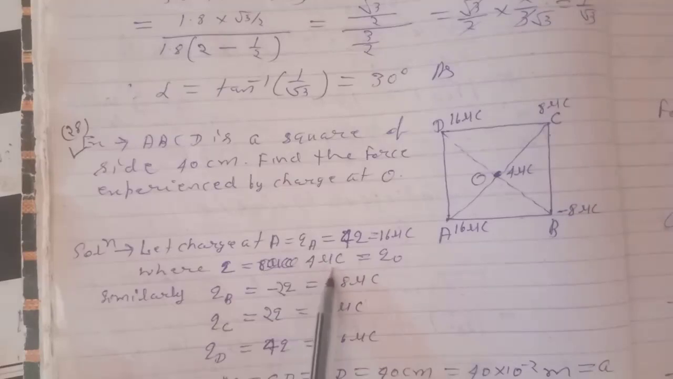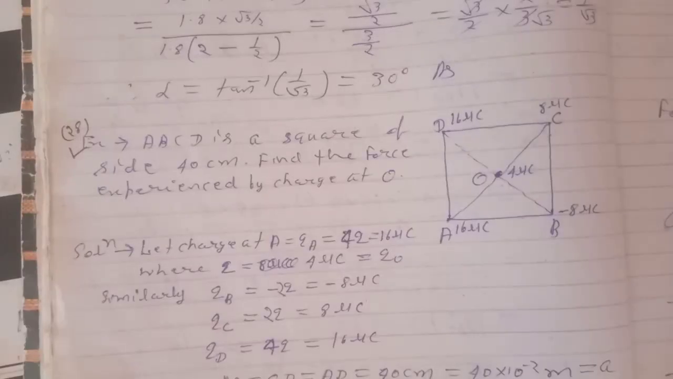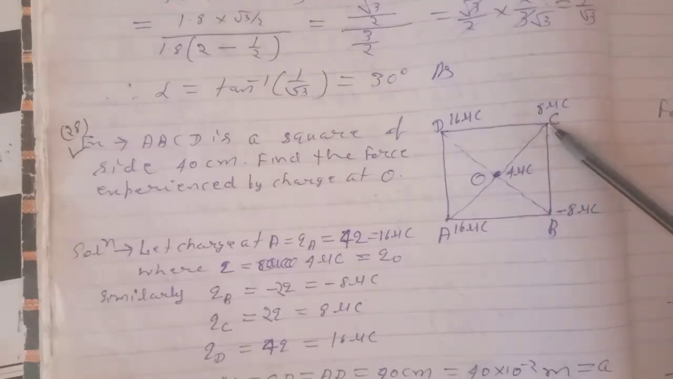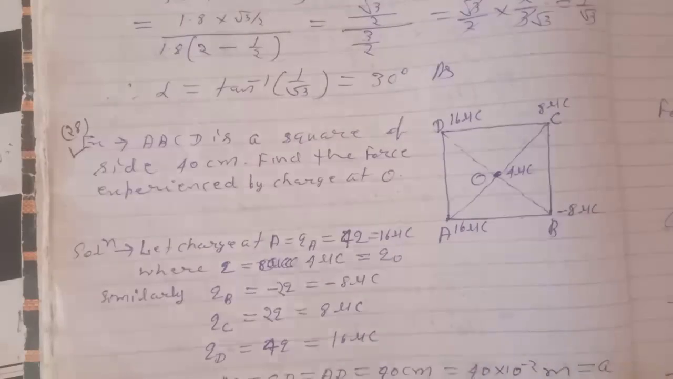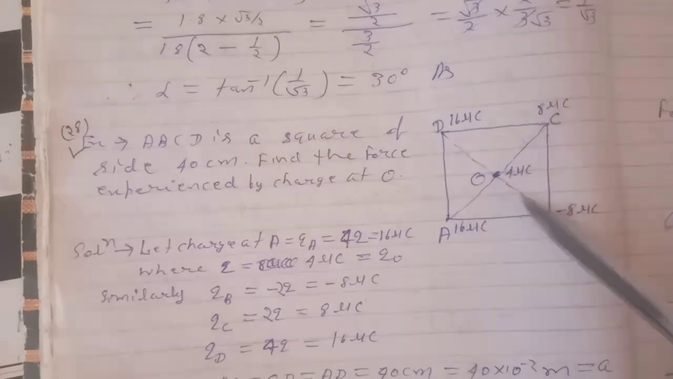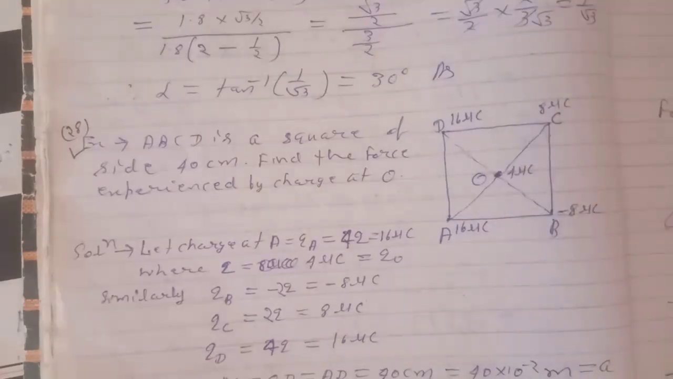If you consider Q equal to 4 microcoulomb, similarly Q_B equals minus 2Q, minus 8 microcoulomb, and Q_C is 2Q, 8 microcoulomb. Q_D is equal to 4Q, 16 microcoulomb. Side AB equals BC equals CD equals AD equals 40 cm, 40 into 10 to the power minus 2 meter, its value is a. Now OA, OB, OC or OD will be root of a squared plus a squared, by 2, so root 2 a by 2 equals a by root 2. That is, this distance, this distance, this distance, all will be a by root 2.